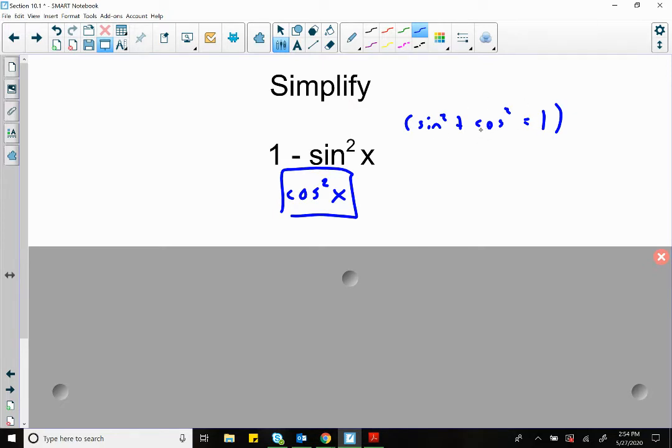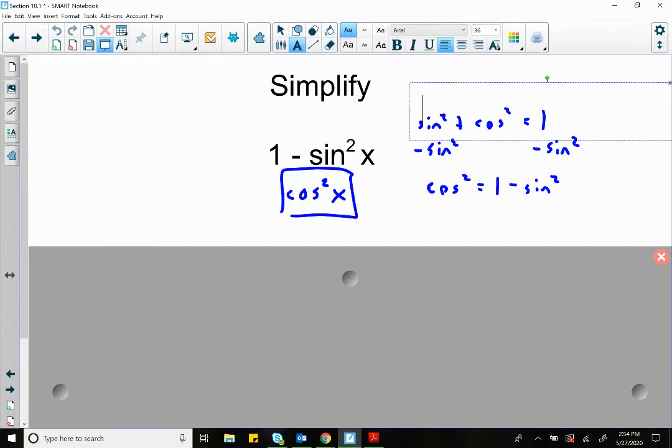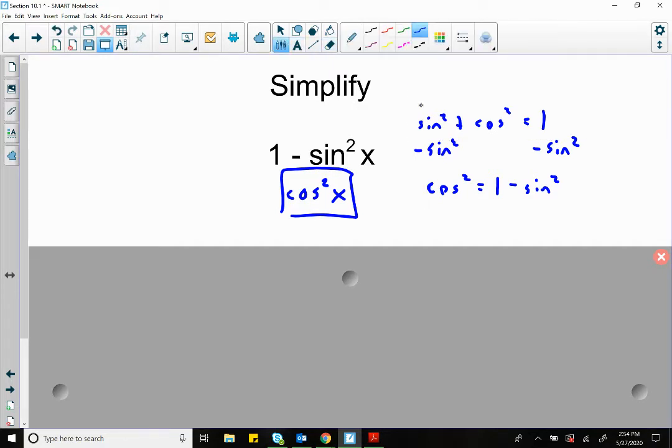Okay? Because all they did was get the cosine squared piece by itself, minus sine squared. See? Cosine squared is equal to 1 minus sine squared. That's all they were using, that Pythagorean identity of sine squared plus cosine squared equals 1. Okay? All right.